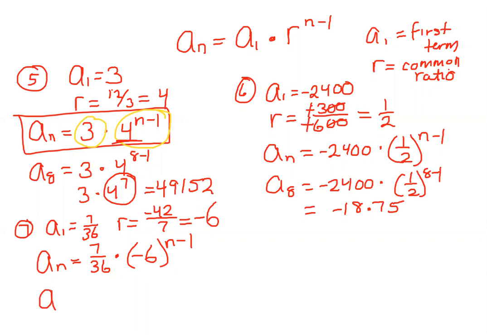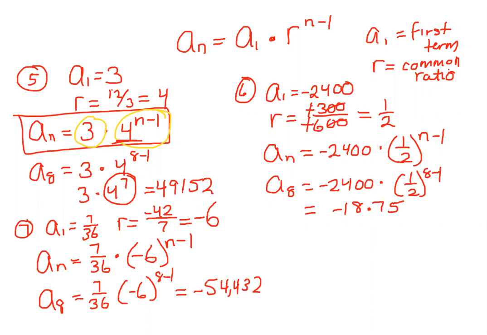All right, to find A8, we're going to take 7 over 36 times negative 6 to the 8 minus 1. And this is going to give you negative 54,432.